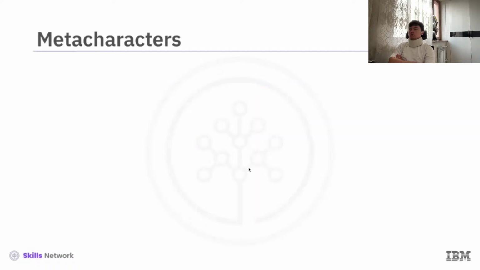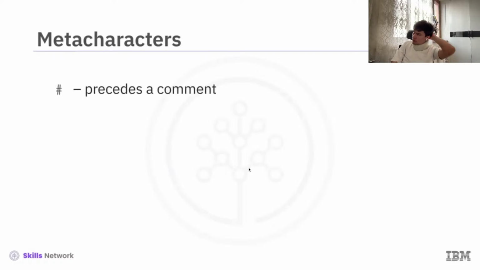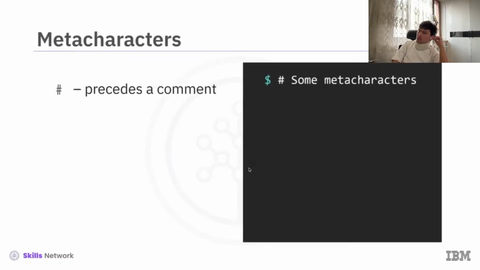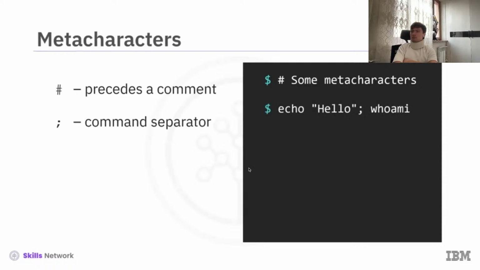Meta characters are special characters that have meaning to the shell. The pound symbol is used to include comments that the shell ignores. For example, this comment does not return anything. The semicolon is a meta character that separates commands typed on the same line. For example, these 2 commands return their outputs on 2 lines like this.